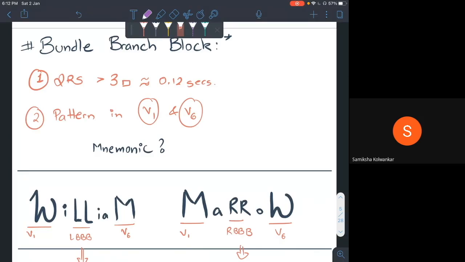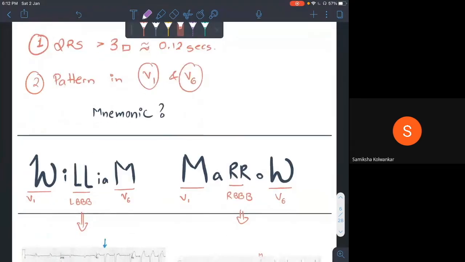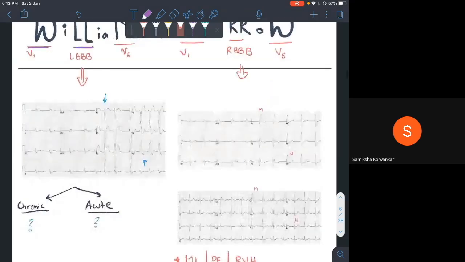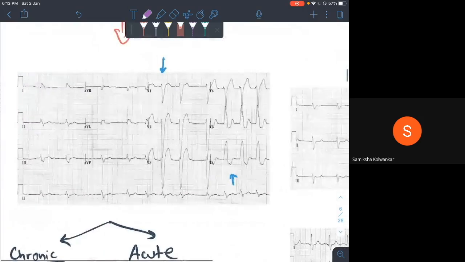Okay, first you need to look at the QRS complex. Is the QRS complex greater than three small blocks, which is basically greater than 0.12 seconds? And you need to look at the pattern. The pattern has a very simple mnemonic: the pattern in V1 and V6. So the mnemonic is William Marrow. In William, you have LL in the center, which indicates you're looking at a left bundle branch block, where V1 is going to be a W-shaped QRS complex, and V6 is going to be an M-shaped QRS complex. Let's look at the example here quickly.